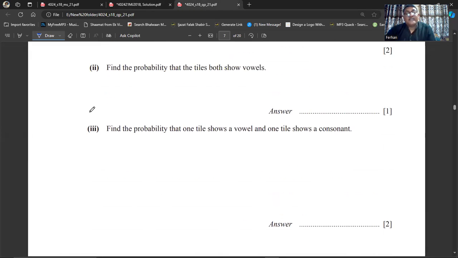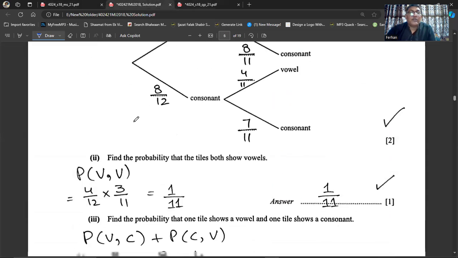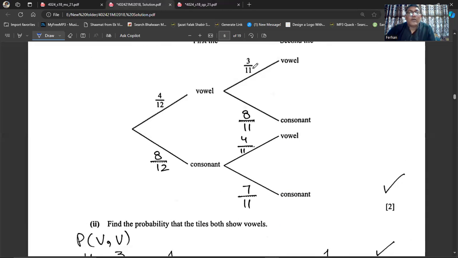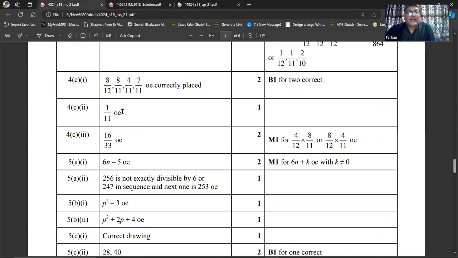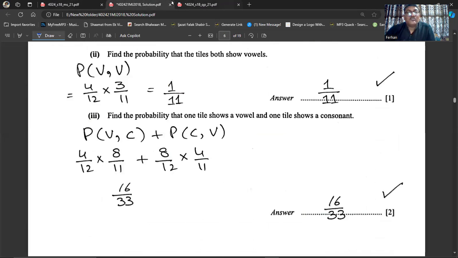Now the second part is to find the probability that the tiles both show vowels. So basically they are asking me to find the probability of vowel, vowel. So these two will multiply with each other. The probability of getting vowel, vowel will be 4 by 12 multiplied by 3 by 11, and that will be 1 by 11. 1 by 11 is the right answer, sir. This is how this is done.